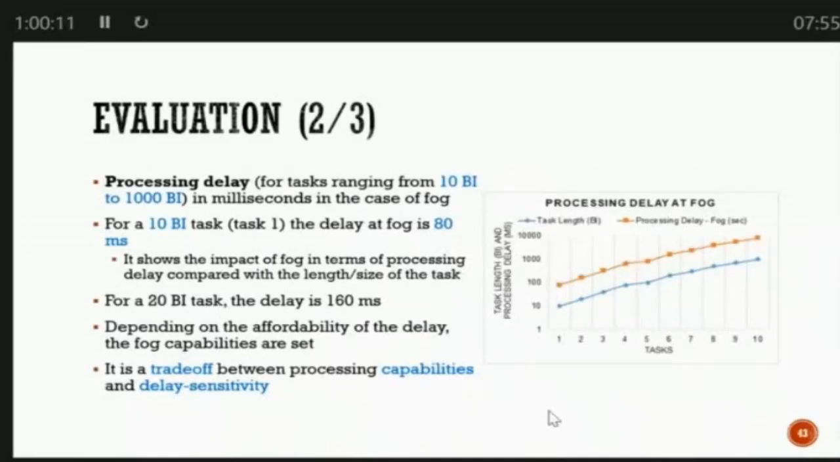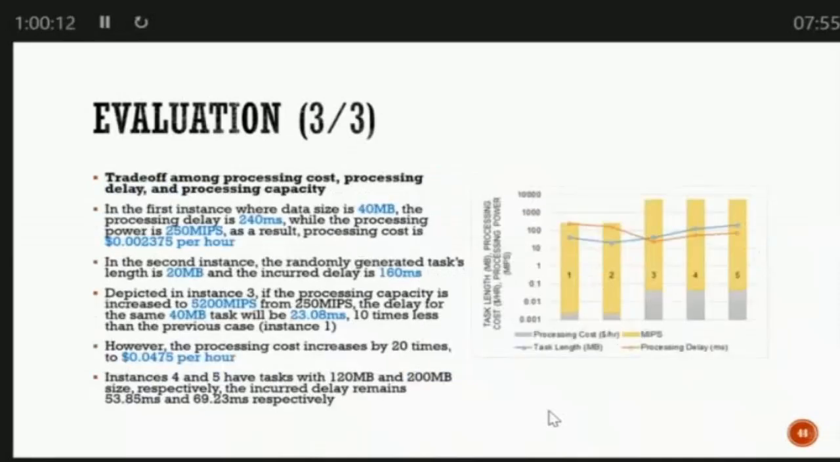As you can see in this result, the first one, this gray area is the processing cost. The yellow area is millions of instructions per second, which means this is your processing capability. In this first instance, the MIPS are 250. With 250 MIPS capability, if you have 40 MB, the reason it's 40 MB is because we're talking about the data size right now. We're not talking about the business instructions. We don't know how much processing we need, but we're just talking about the size of the data that we're transporting from one location to another. Since we're talking about communication right now, the unit is megabytes rather than billions of instructions, because we wanted to keep it generic.